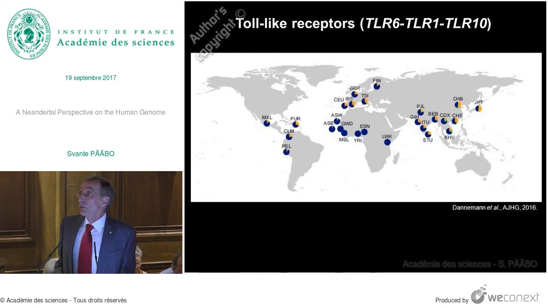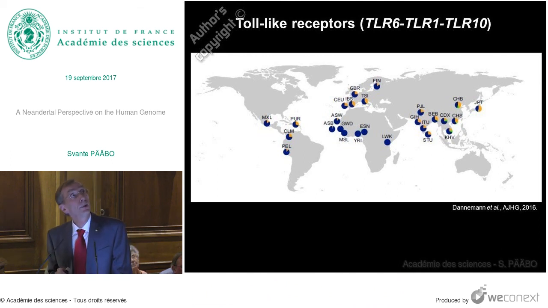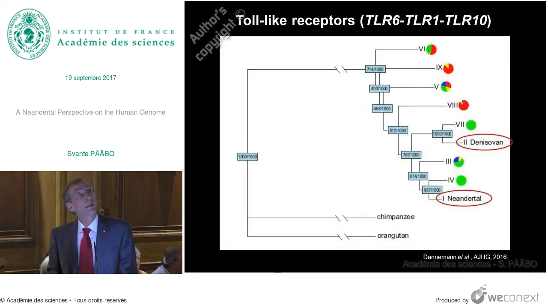Some things seem to have been so important that they have come over both from Neanderthals and Denisovans to present-day people. So this is one such example, a cluster of toll-like receptors. So these are cell surface receptors that are important in innate immunity. They occur, these variants, outside Africa. And if you reconstruct their evolutionary history, you can see that some variants have come over from Neanderthals, other variants of these genes from Denisovans.